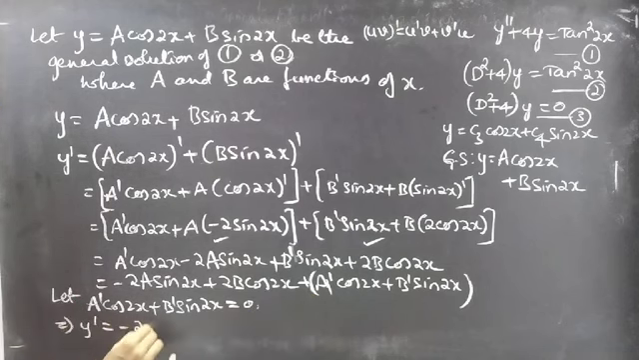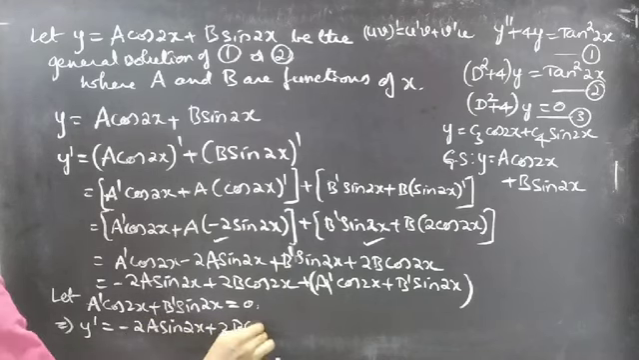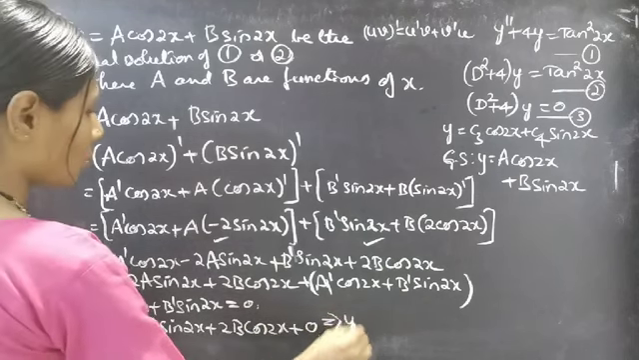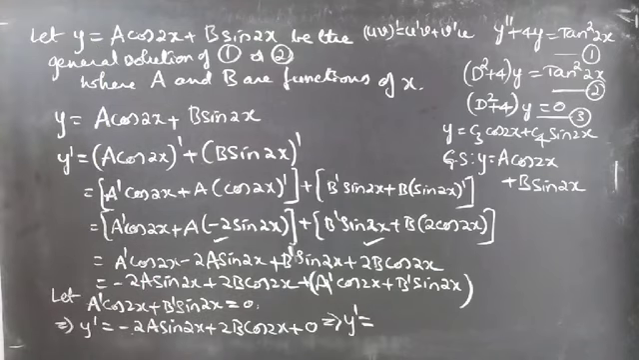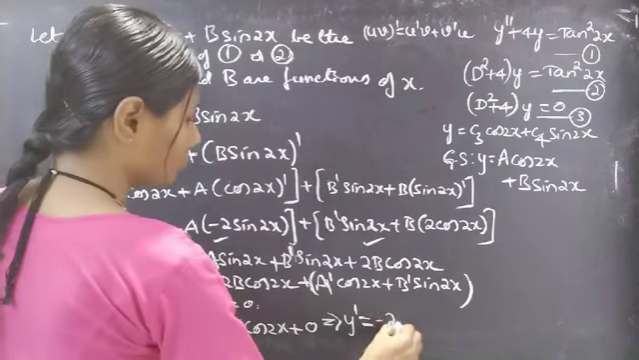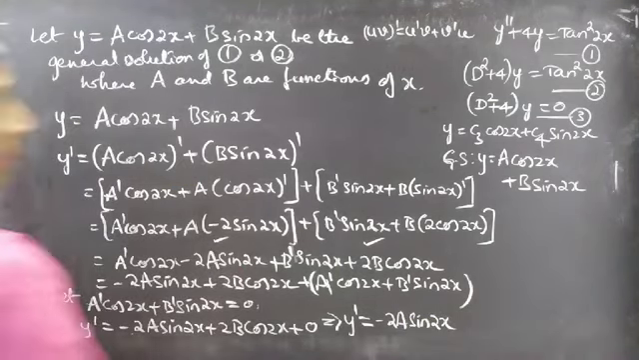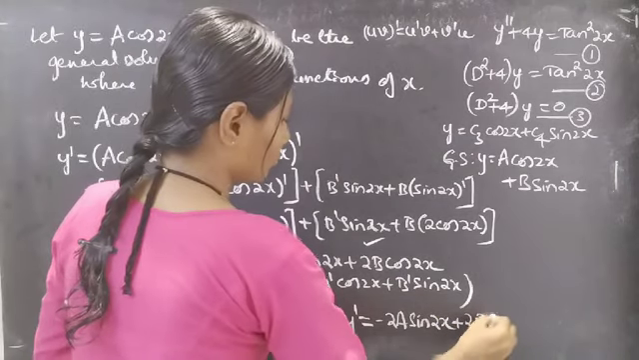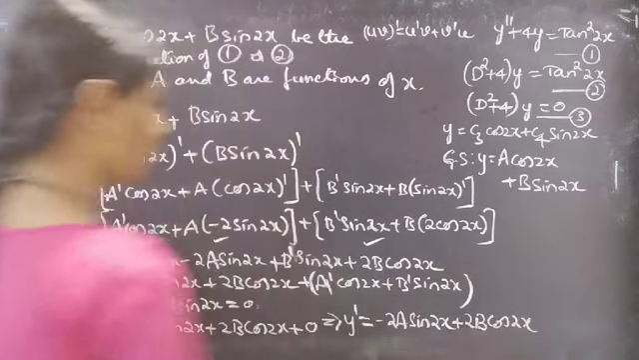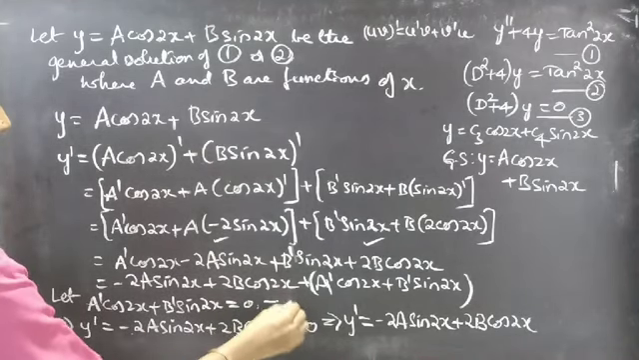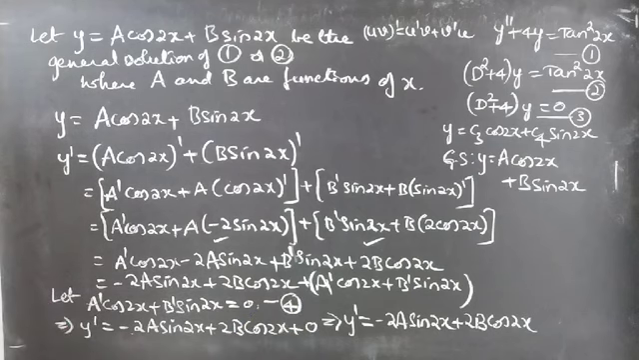Okay, if we put this term equals to 0, then we'll get y' equals to minus 2a sin 2x plus 2b cos 2x plus 0. From this we'll get y' equals to minus 2a sin 2x plus 2b cos 2x, right? And let this equation be equation number 4. We'll use this later for finding a' and b' values.